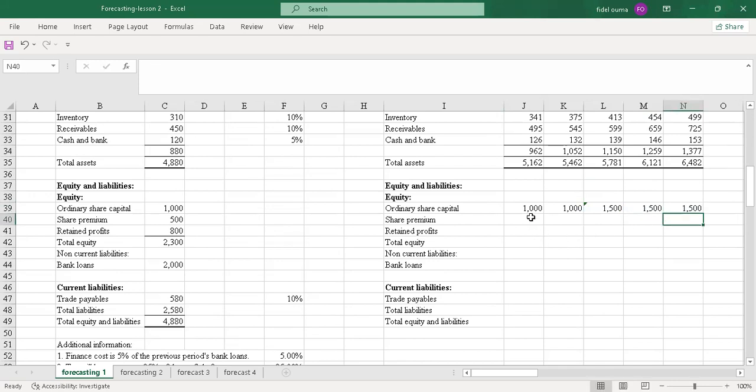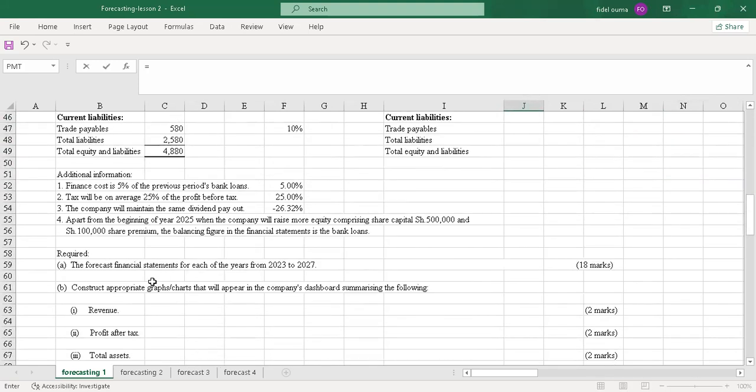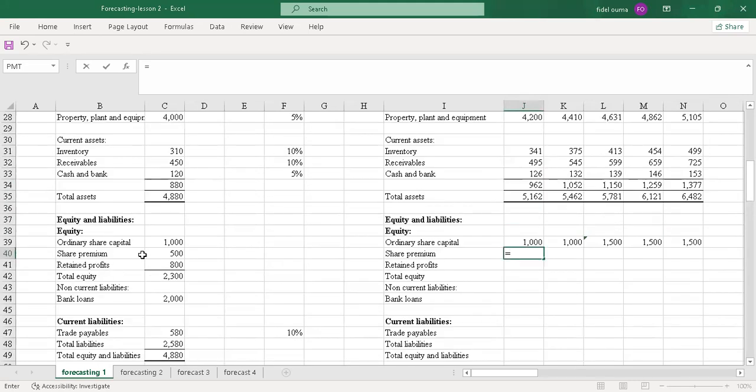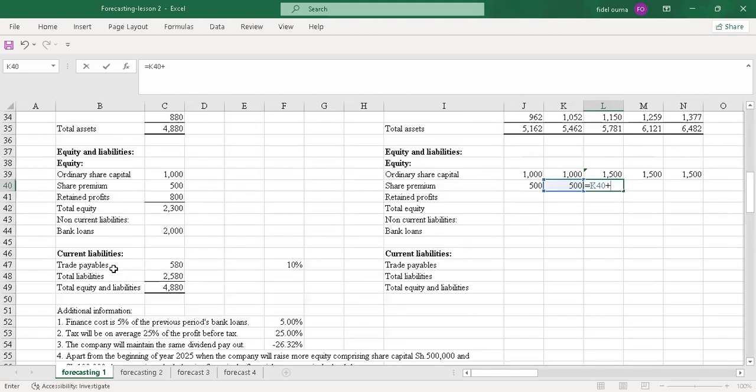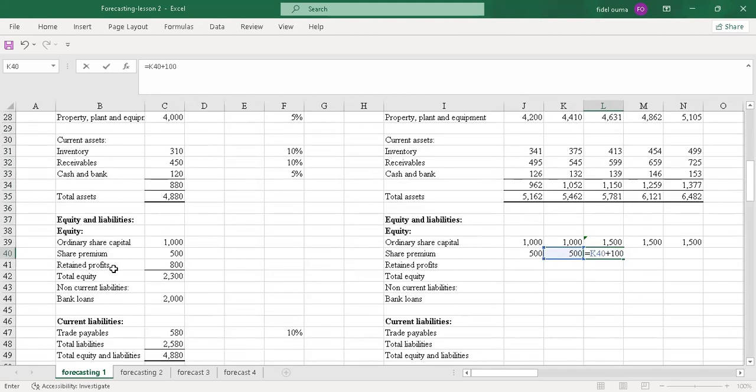Yeah, that's all. So the share premium also changed at the beginning of 2025. So what was the share premium at 2023? So it was 500 all through. For these 2 years, it was 500. But at the beginning of 2025, there was an increase, 500 by how much? By 100. Yeah, by 100. So it means that we'll have this 600 now all through. So let me see. I just drag this and I'll have 600.